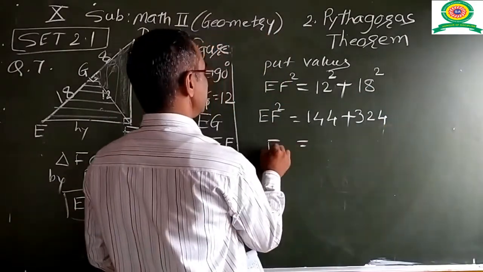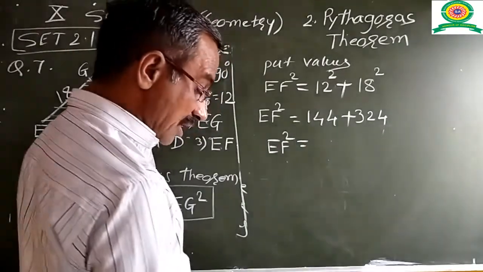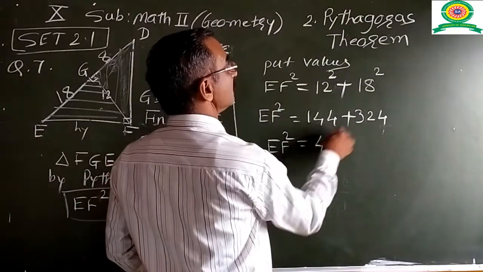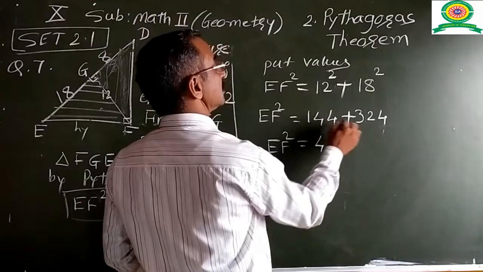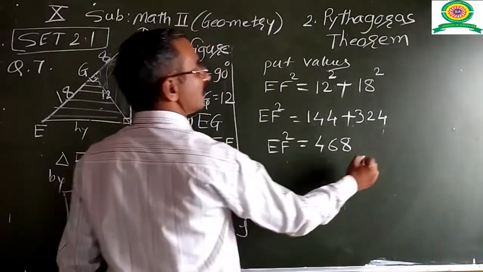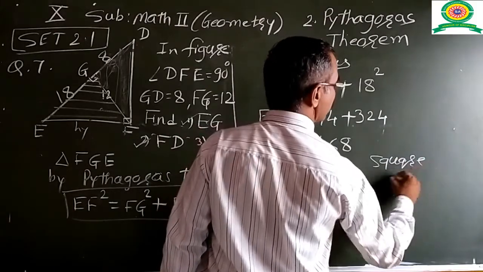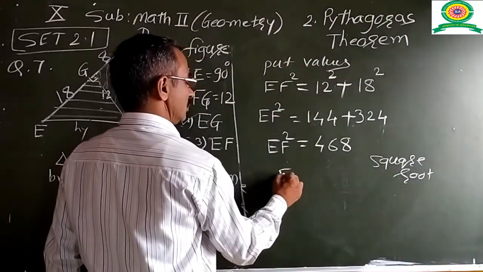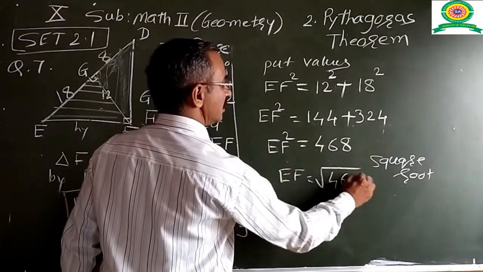By adding it, EF square is equal to, by adding it, 4 plus 4, 8, 4 into 2, 4 plus 2, 6, 3 plus 1, 468. So, by taking the square root of both sides, the square root sign is gone, only EF remains and it is under root 468.